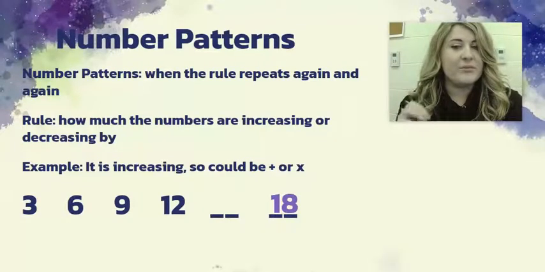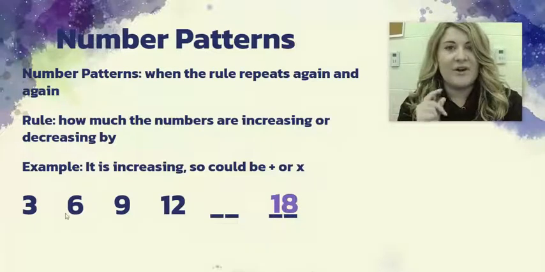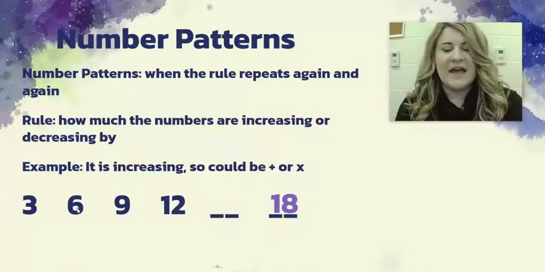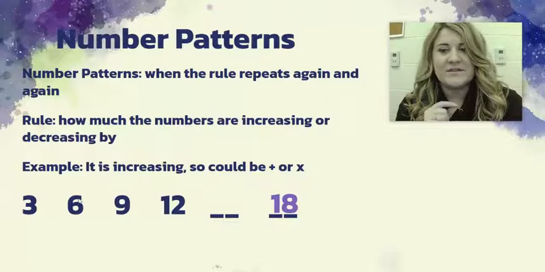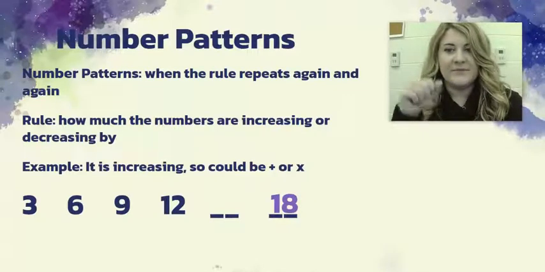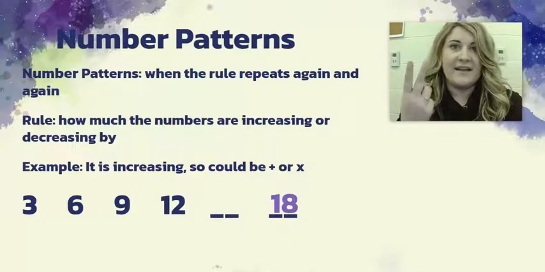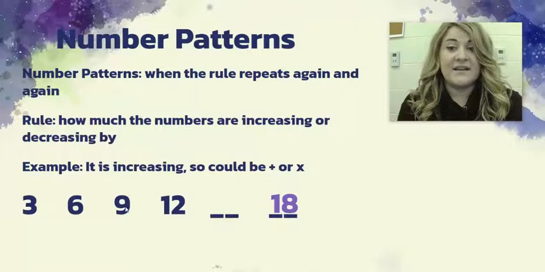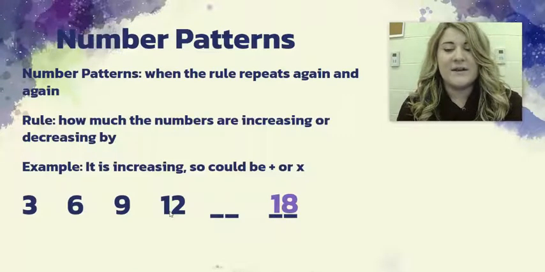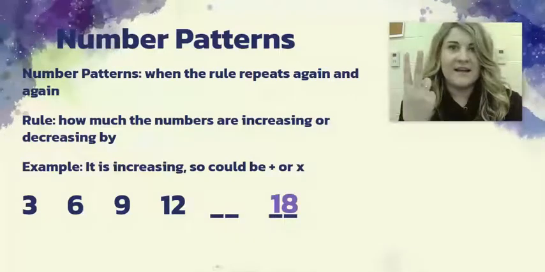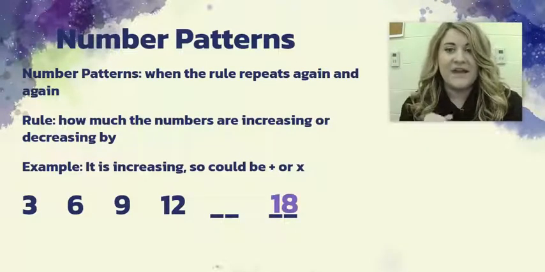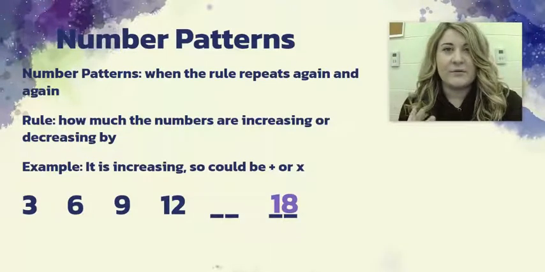The thing with the rule is that it has to stay the same for all the numbers. So let's see if that same rule, plus 3, works for 6 plus 3 to get to 9. 6, 7, 8, 9. It does. So then let's see, does it work from 9 to 12? 9, 10, 11, 12. Yes, it's working. So plus 3 is going to be our rule here.